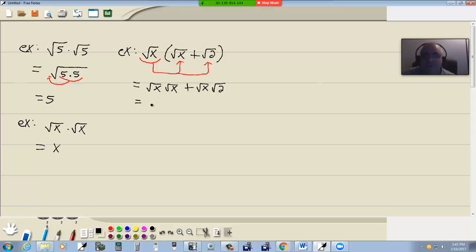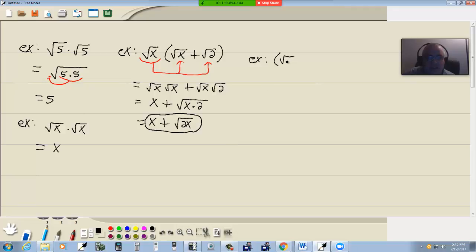Now square root of x times square root of x is x plus, and remember, if you got a radical times radical, you can multiply what's underneath them. So we got x times 2, which simply gives us the square root of 2x. Remember, you can only bring something out of the radical, outside the square root, if there's a pair of them. Okay, let's take a look at another example.